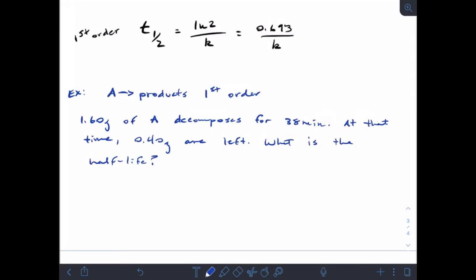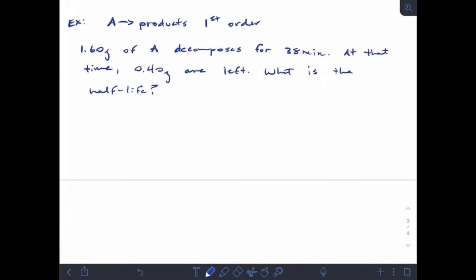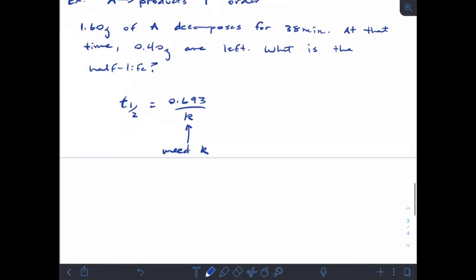Okay, so your first thing that you might want to do is to go straight to the half-life equation. And that would be a reasonable thought. Right? You're told that it's a first order reaction, so you can use the first order half-life equation. One problem, though, is that we don't know what K is. Okay, so we need the value for K. All right, and where we can get it is in the integrated rate law for first order reactions.